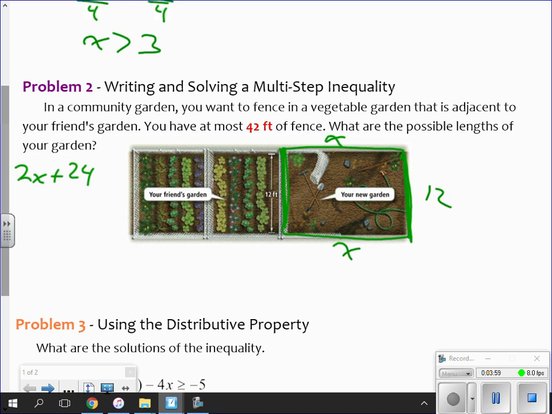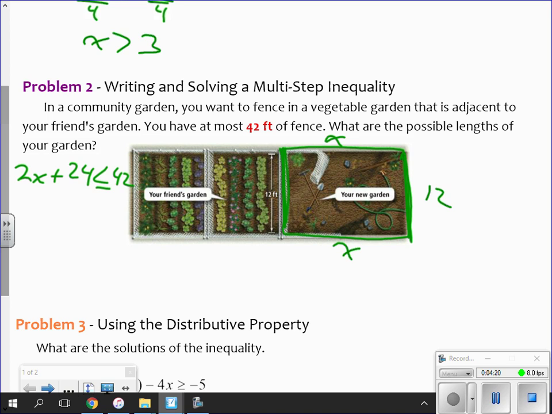How many feet of fence do I have? 42. It says at most 42. Can I be smaller than 42? Can I use less fencing? Yeah. Can I use more? No. So it has to be less than or equal to 42. Diagrams, drawing pictures really helps with stuff like this.